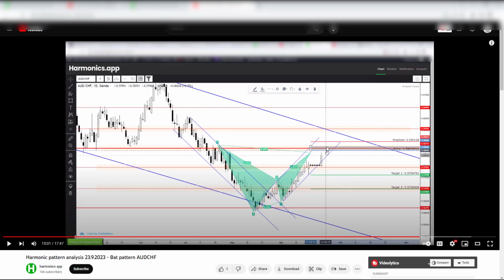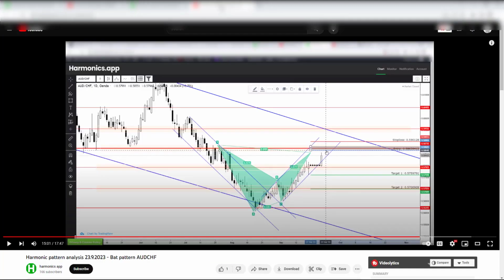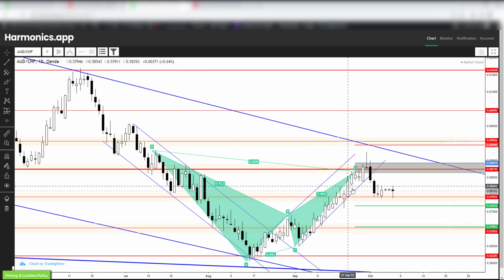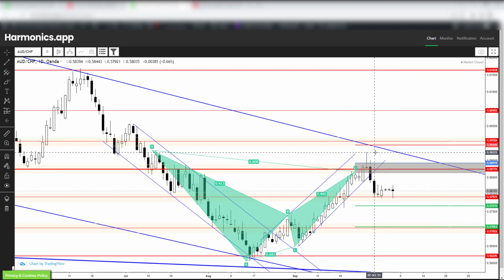I also mentioned there is a probability that the price will go up, reaching an entry around 0.58, which is here, and this is what the price has done. We can see the entry area around this one, where target one is 0.57, and the price is very close to it. So the price is behaving just as it was mentioned, and as the bad pattern is suggesting.